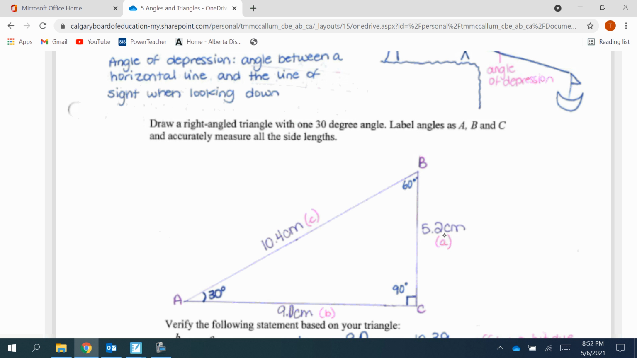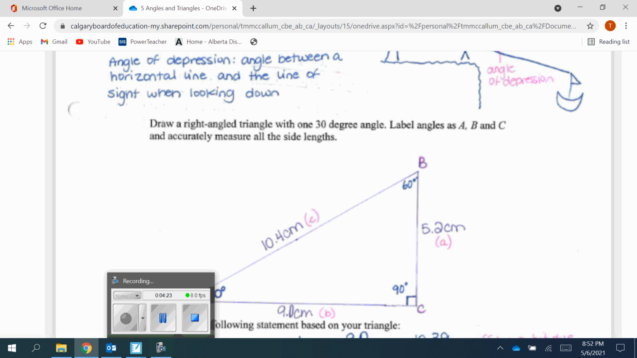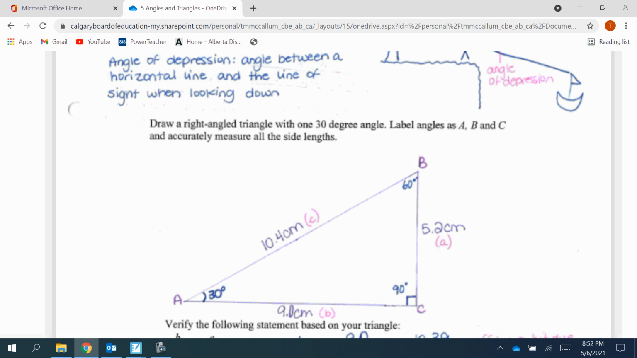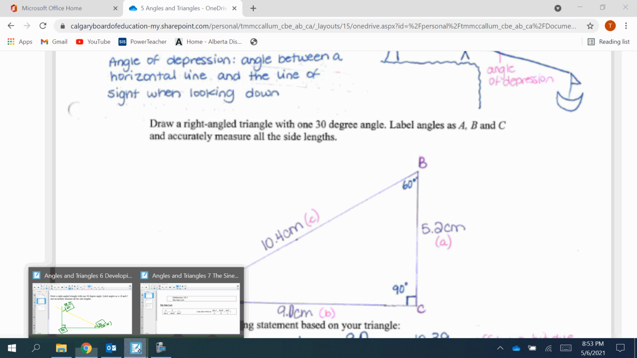I measured it. And then what it's saying is verify the following statement based on your triangle. So you might want to pause and draw this down on here because I'm going to go back to my smart file, but let's use this triangle for our example.